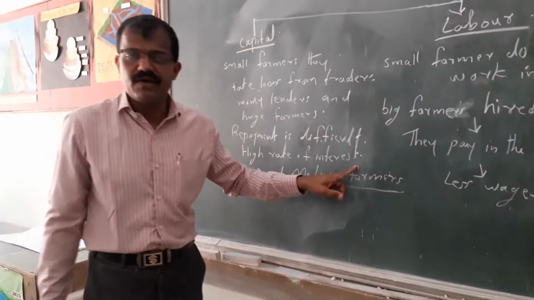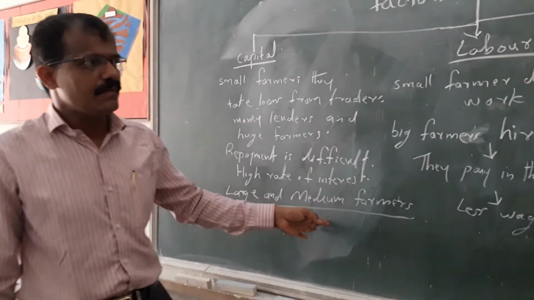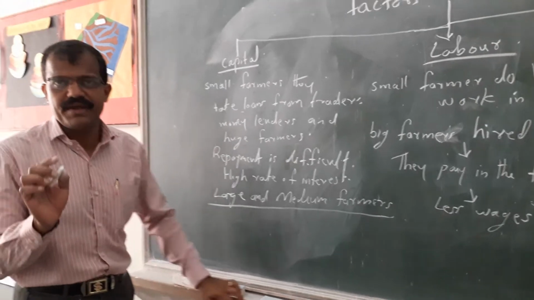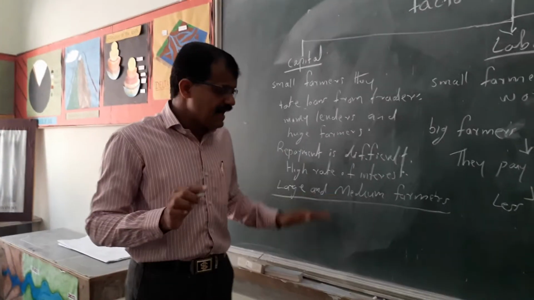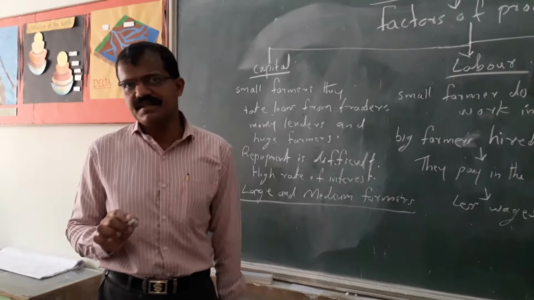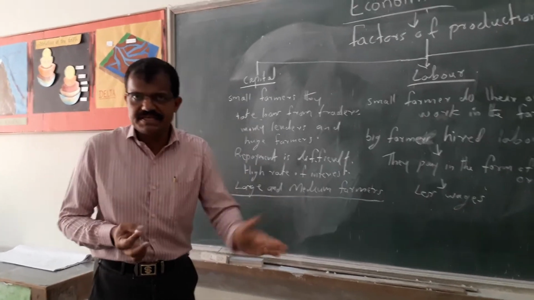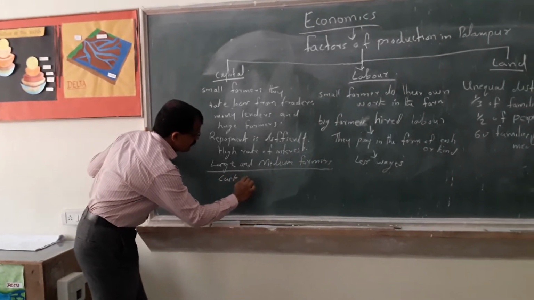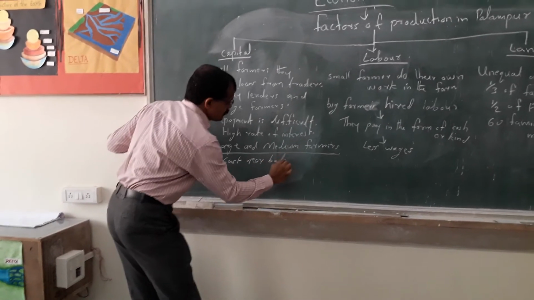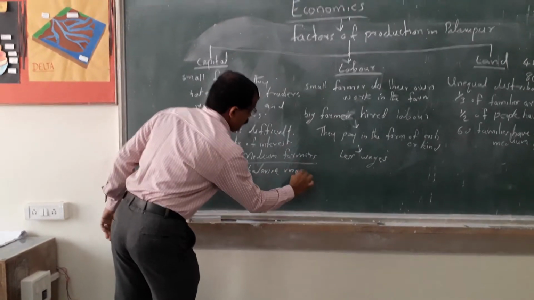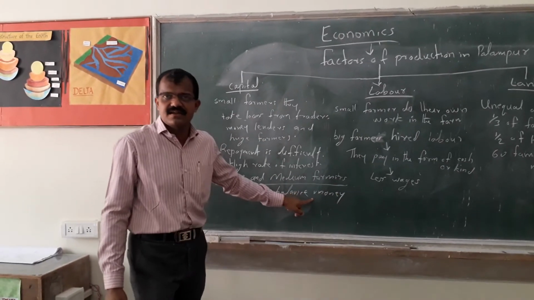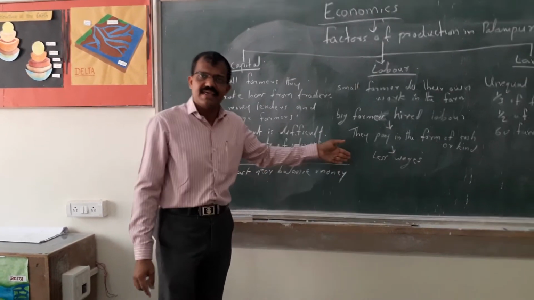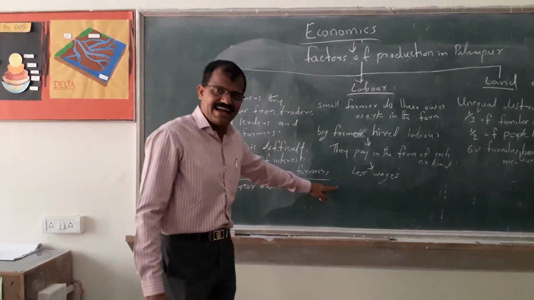Now about the large and medium farmers. They possess hectares of land. As a result, they get surplus product. That product they sell in the market and earn money. That money they keep for the next year. Whatever money they earned last year by cultivating crops and selling in the market, that is their capital, and they use it for this year's cultivation.